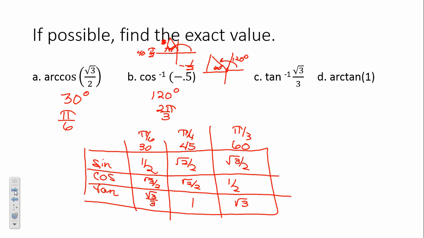All right, so then part C, we're asking, what's the arctangent, inverse tangent, of square root of 3 over 3? In other words, where in this table does the tangent get to be square root of 3 over 3? 30 degrees or pi over 6.